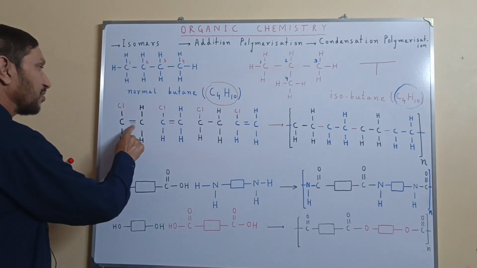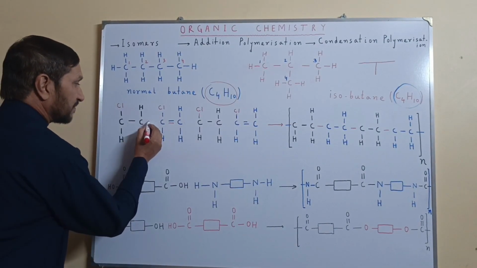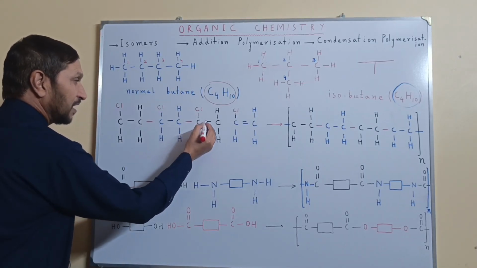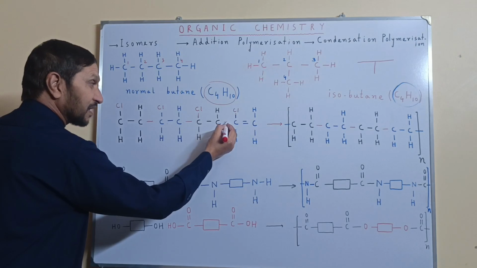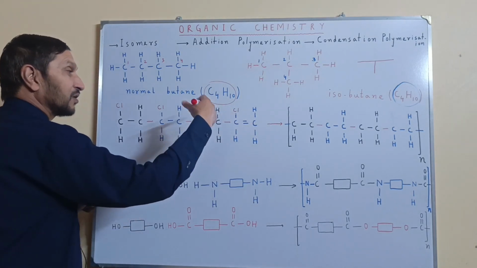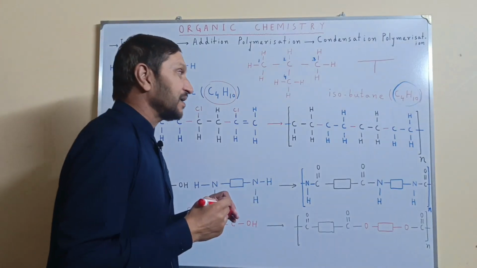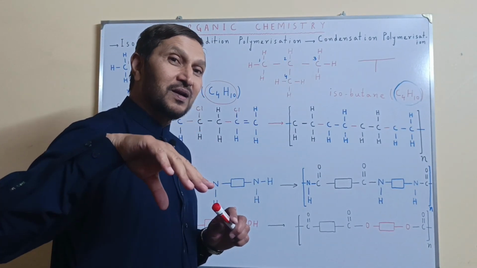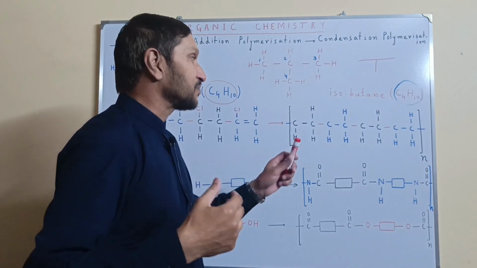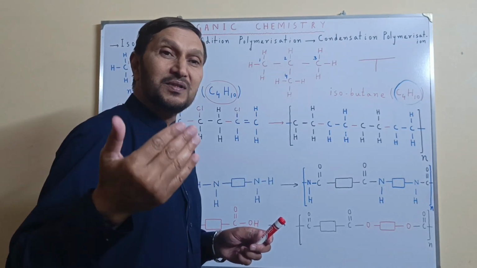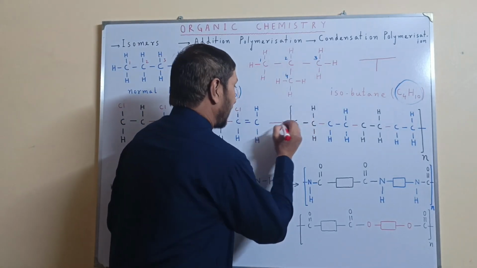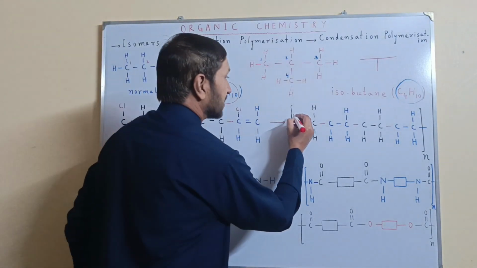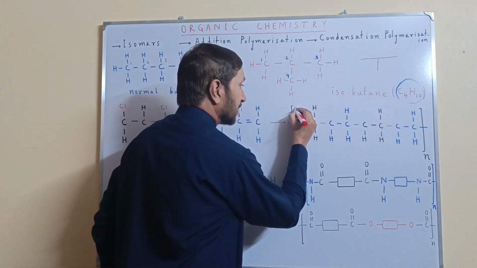Now we will break down the double bond and connect it with the next one. We will break down this double bond and connect it with the next chloroethene. And we will break down this double bond and connect it with the next chloroethene, and with the next chloroethene. And in this way, once again, another polymer will be formed. And as the building blocks were chloroethene, now this polymer is named polychloroethene.